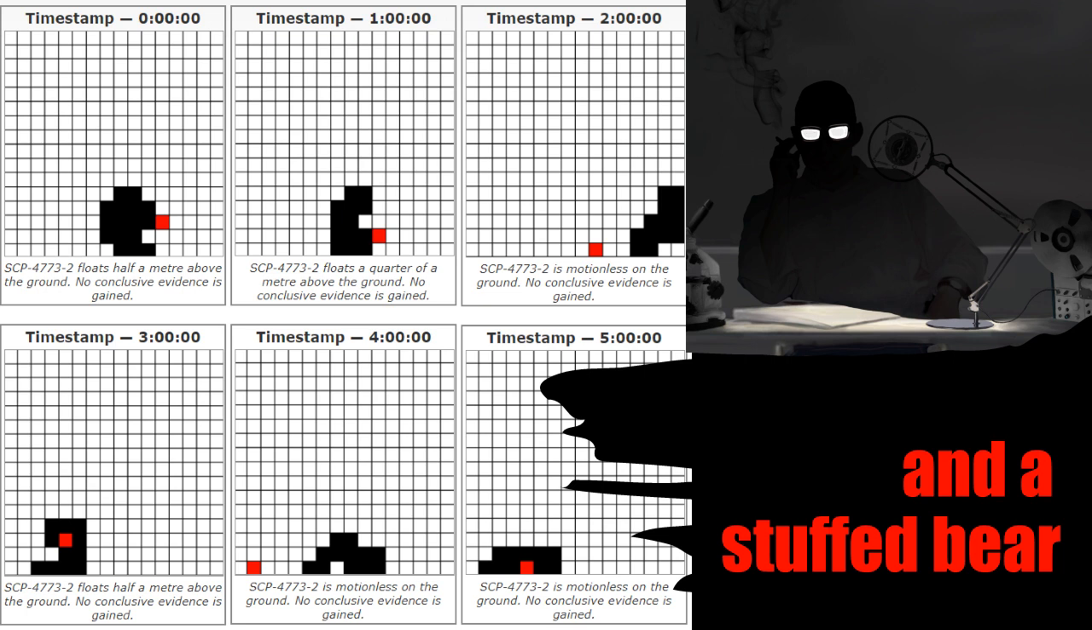Description: SCP-4773-2 is a brown, stuffed bear composed of synthetic fur and cotton. SCP-4773-2 will periodically levitate between 10 and 70 centimeters from the ground, and move in irregular patterns. Objects, entities, and surfaces near SCP-4773-2 may be wholly or partially imperceptible. This is considered normal behavior.